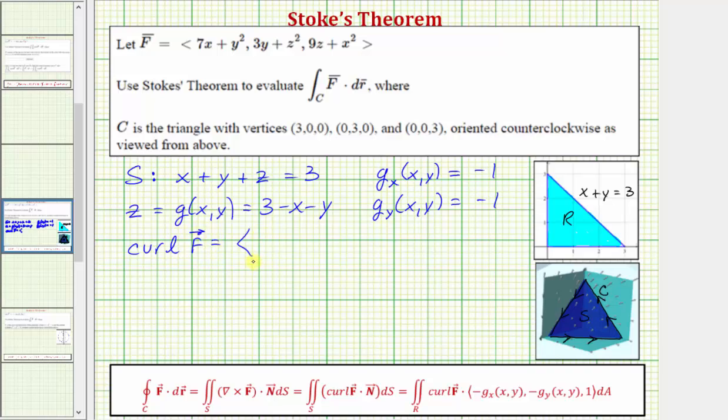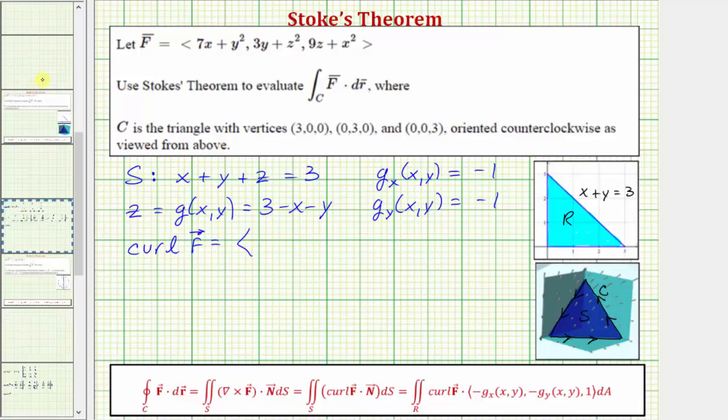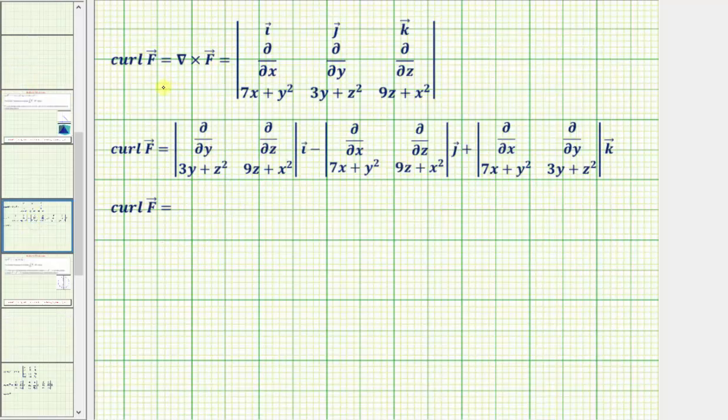The curl of the vector field f is equal to del crossed with the vector field f, which would give us this 3 by 3 determinant, where the first row is the unit vectors i, j, and k, the second row are the differential operators, and the third row are the components of the vector field f. Using expansion by minors gives us this next line here, where for this first determinant, we eliminate the row 1 column of the i vector, which would be row 1, column 1, leaving us with these 4 elements.